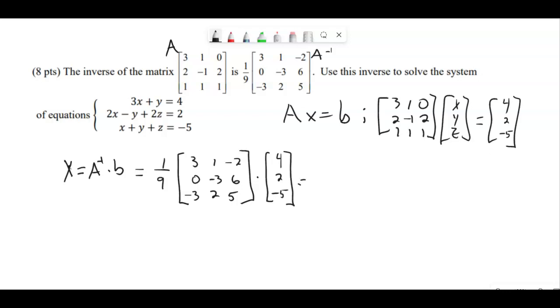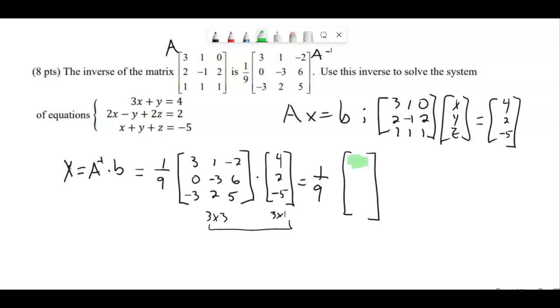I'm going to leave off the 1/9 to the very end because I don't want to make fractions until it's necessary. Now, this is a 3 by 3 matrix. This is a 3 by 1 matrix. It is possible to multiply them because the inside numbers match, and the outside numbers is a 3 by 1. So we're going to get a 3 by 1 matrix out of this.